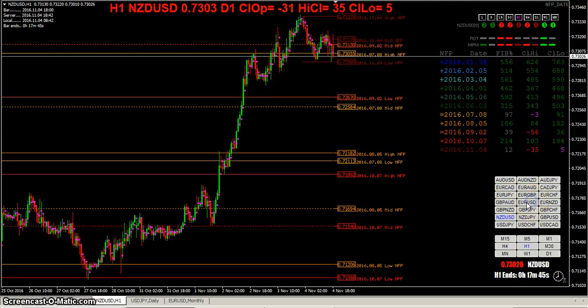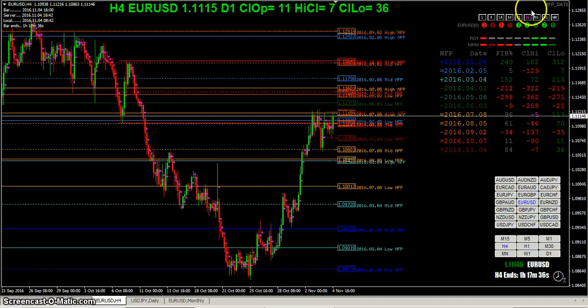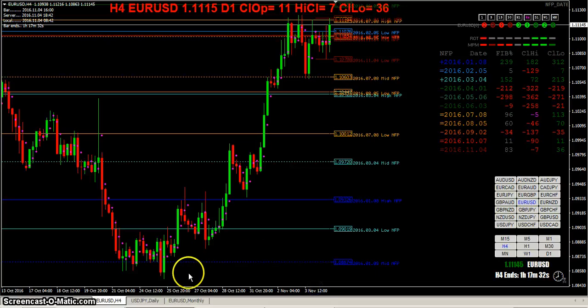Okay, let's see. The Euro's also been giving us some price action. Let's switch over to the H4 chart here. You can see right here we were at the mid of the November NFP. Came down here and then it just took off. So that was at 108.67, and now we're at 111.15. So you can see here what's happening.